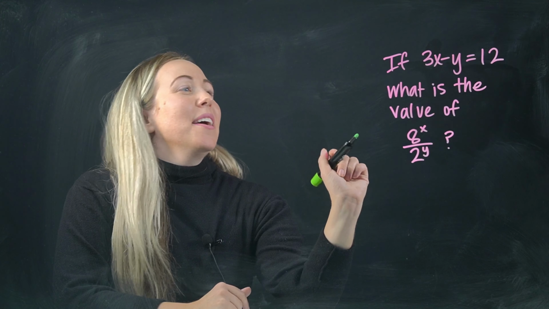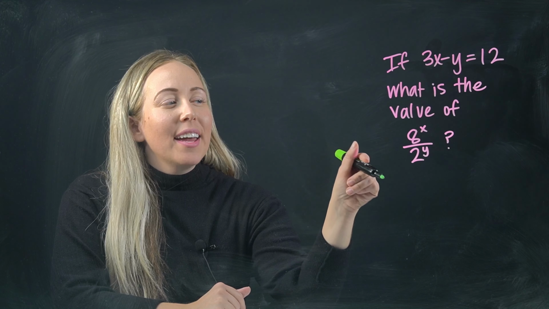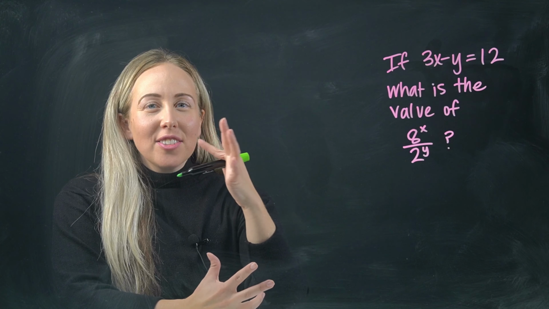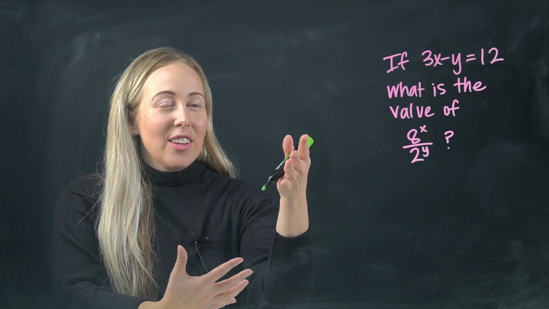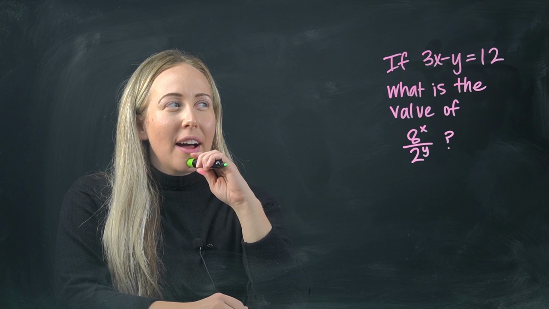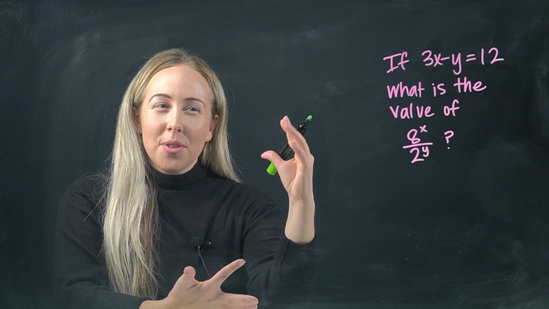It says, if 3x minus y equals 12, what is the value of 8 to the x over 2 to the y? And you're actually supposed to get a real number as your answer. Like the A, B, C, D answer choices are real numbers. And a lot of students have been like, well, that's really strange because we have these variables. We're not really sure what we're going to do with them.